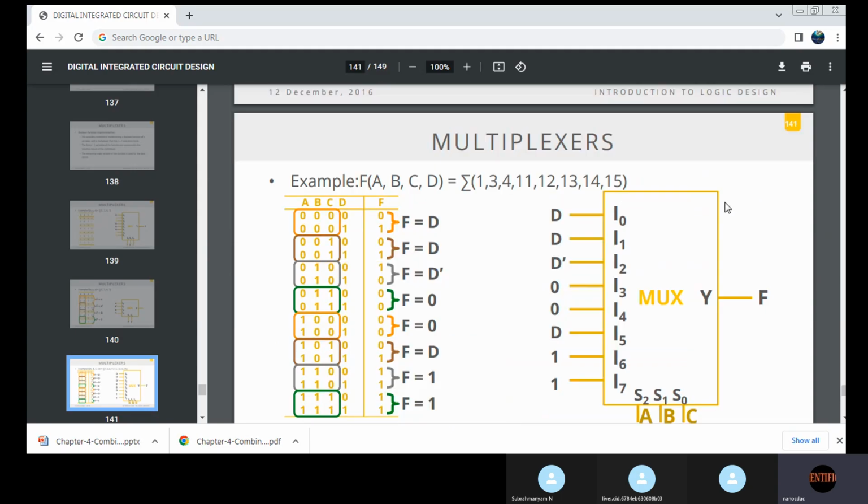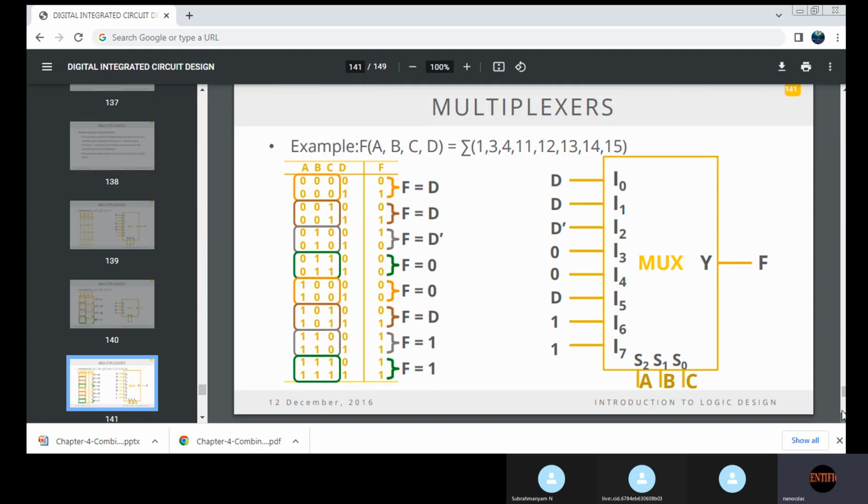This is one more example. You can take 1 3 4 11 12 13 14 and 15 given. So since they go up to 15, it is hexa. In hexa, if you look, 0 1, what is this function? Okay, 1 3 4 11 are given, right? So the corresponding F will be equal to D here. So 0 0 1 0 0 1, then here also F is equal to D. Function will be equal to D bar. In this case it will be equal to 0 0. Okay, finally you will get it like this.